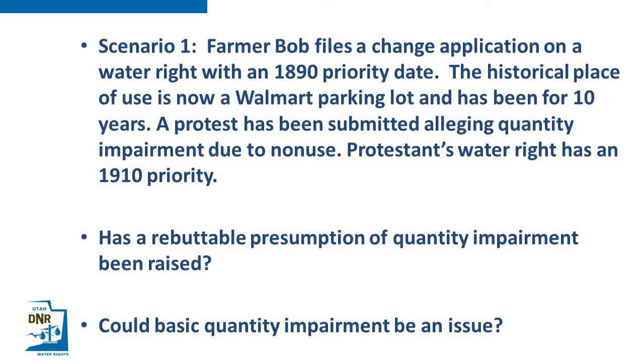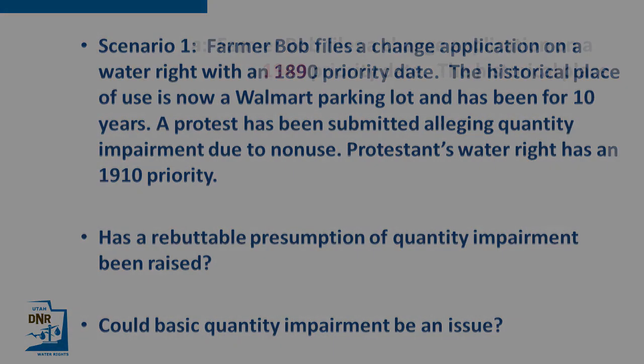The answers are yes. The rebuttable presumption of quantity impairment has been properly raised. By beginning to use a water right that has a senior priority date but is subject to forfeiture, the applicant creates a situation where a junior water right that may not have been impaired becomes potentially impaired if curtailment in the basin were necessary. This is particularly true in areas that have been declared critical management areas, where the amount of water depleted each year exceeds annual recharge to the basin. Basic quantity impairment could also be an issue. An example could be moving a senior right into a surface system where a junior right has been operating, and with the movement sees a decrease in available water.